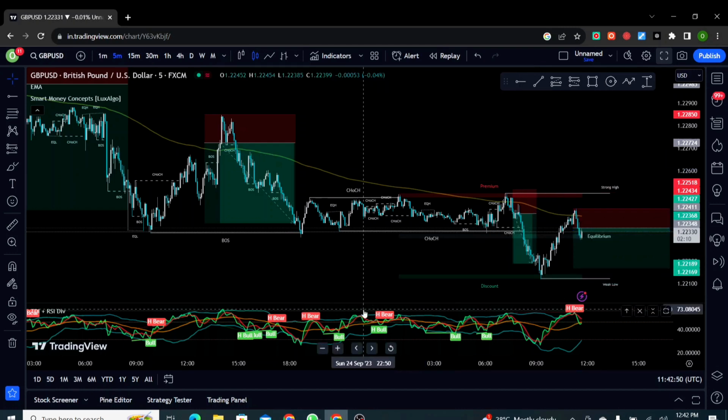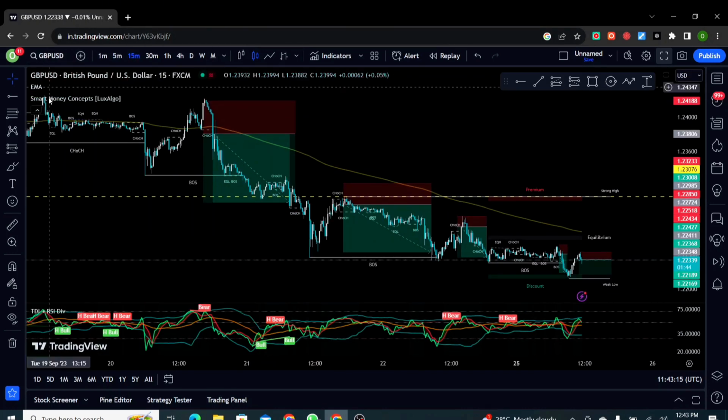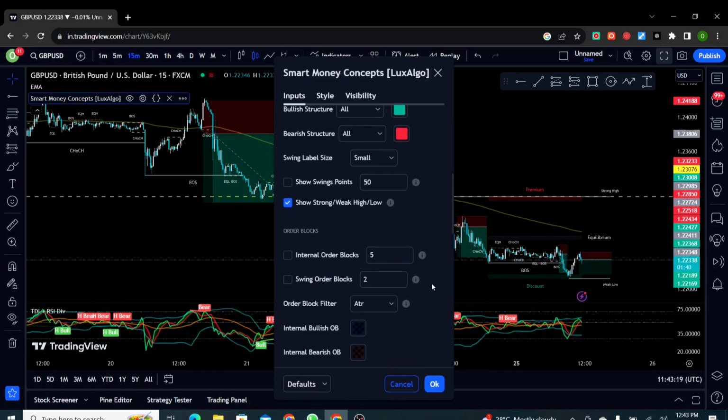So as you can see, you can use the strategy in 15 minutes. I prefer 15 minutes most of the time because sometimes the 5-minute will be somehow volatile and move very fast. But when you trade in 15 minutes it is more preferable, and the pips that you get from 15 minutes are also much more compared to 5 minutes. So let's go back to the 15 minutes time frame.